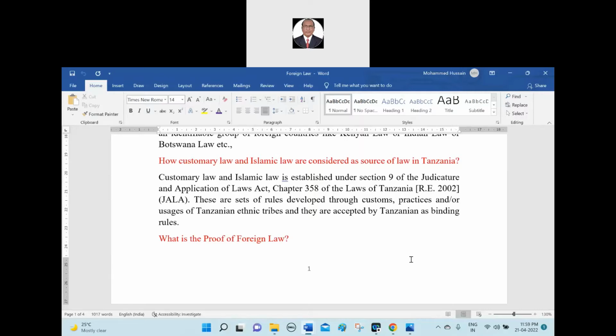The Judicature and Application of Laws Act. Here, customary law and Islamic law are established under Section 9 of the Judicature and Application of Laws Act, Chapter 358. What do you say, Chapter 358 in other words? Yes, Cap 358.